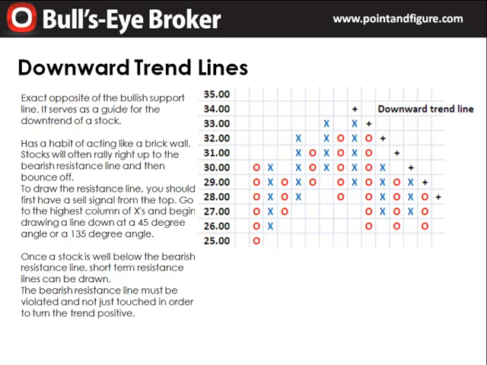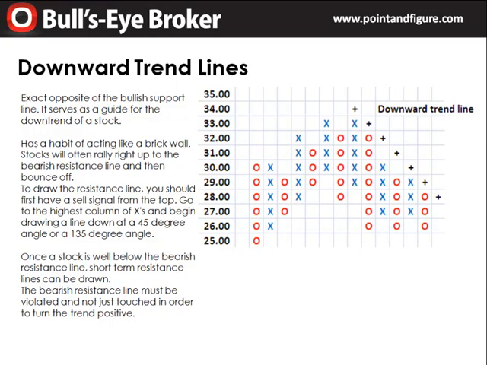Downward trend lines. Downward trend lines have the exact opposite effect of the bullish support line. The downward trend line serves as a guide for the downtrend of a stock. The downward trend line also acts like a brick wall. Stocks will continue to rally right up to the bearish resistance line and then bounce right off.